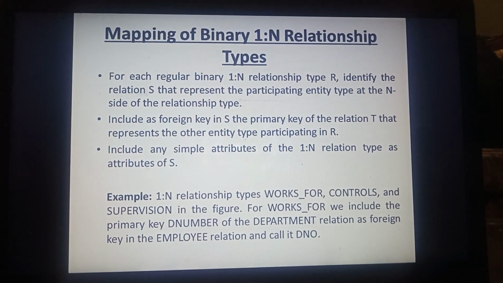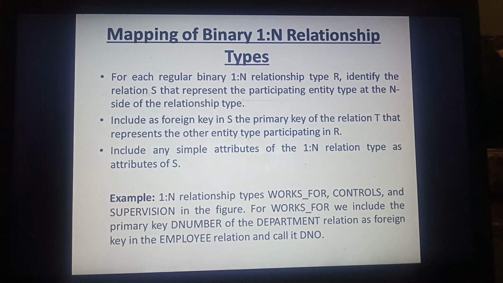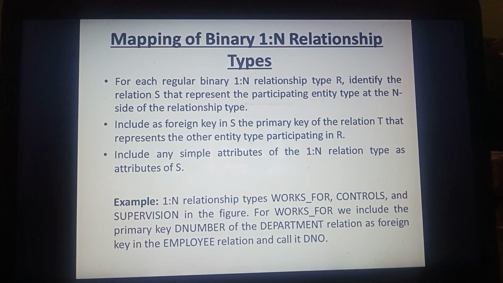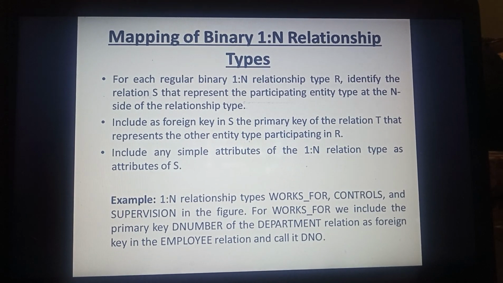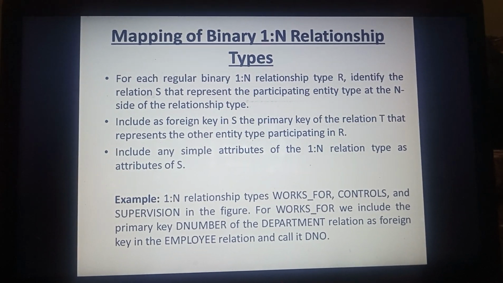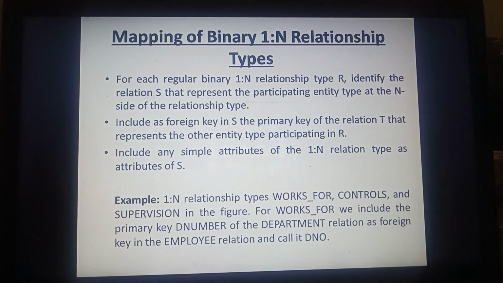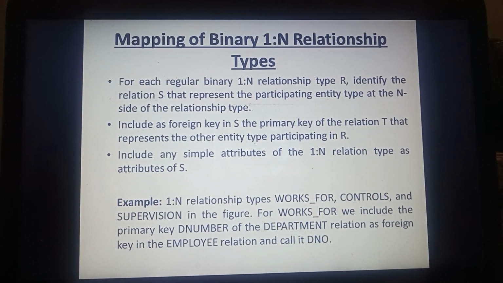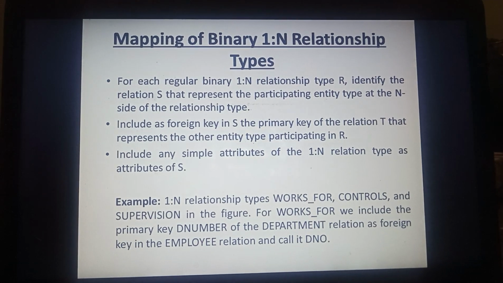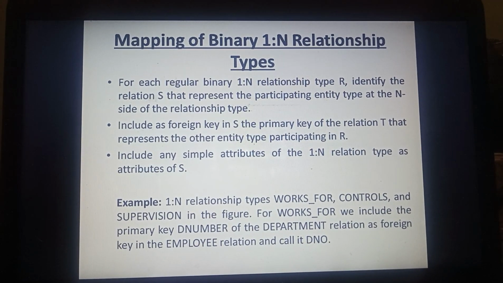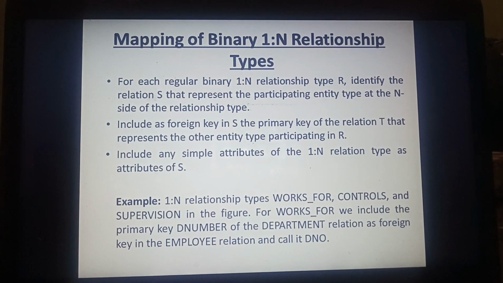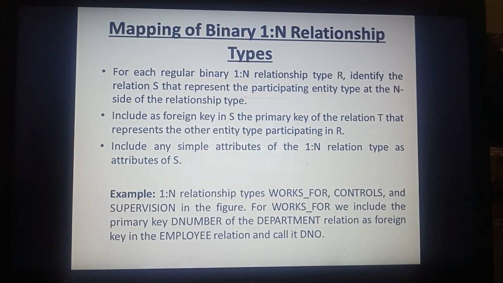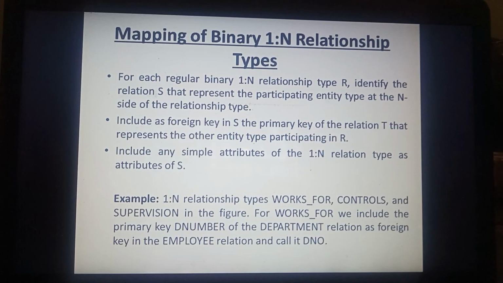Here, for each regular binary one-to-many relationship type R, identify the relation S that represents the participating entity type at the N side of the relationship type. Include as foreign key in S the primary key of the relation T that represents the other entity type participating in R. Include any simple attributes of the 1:N relationship types as attributes of S.